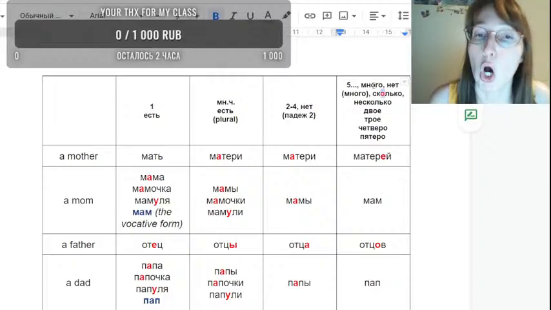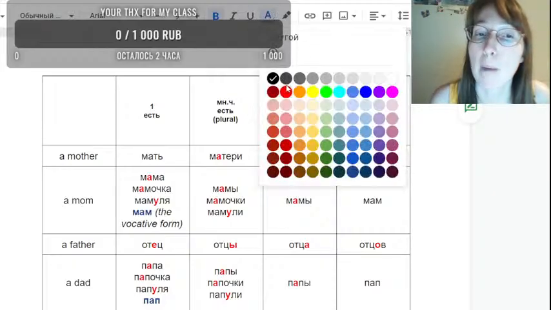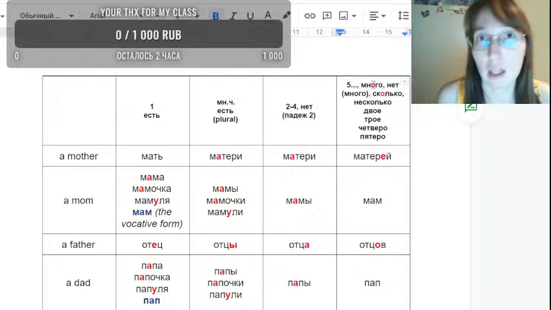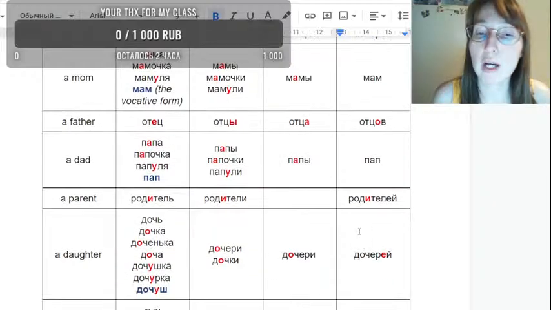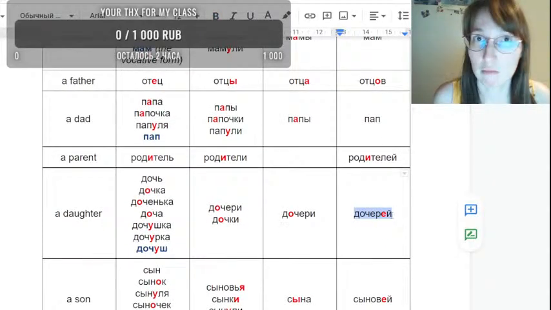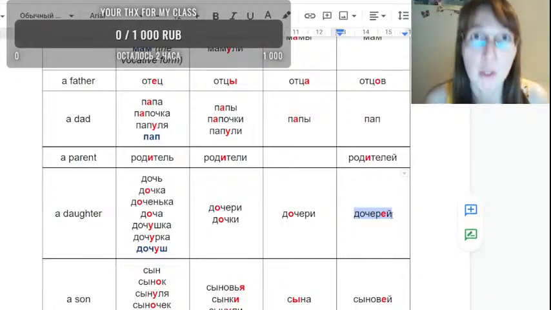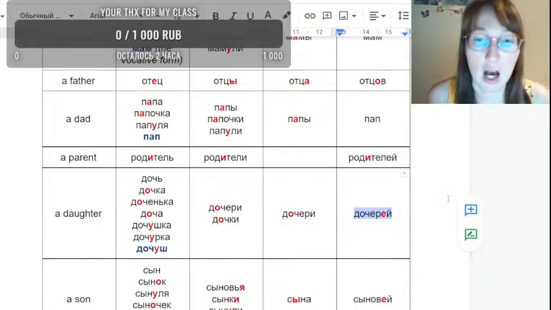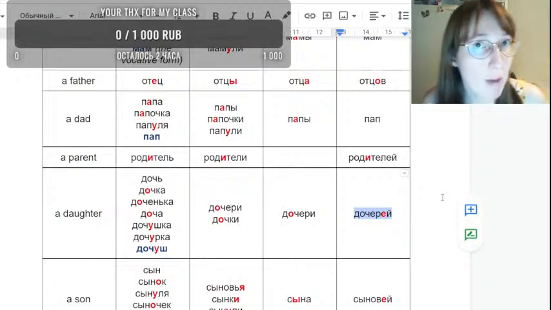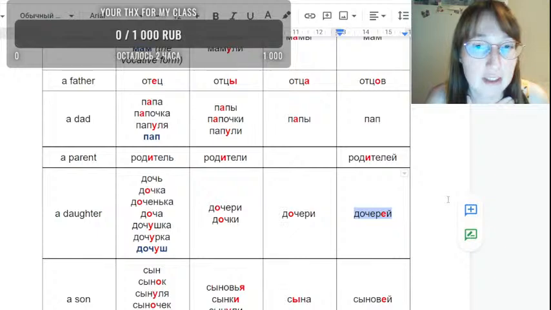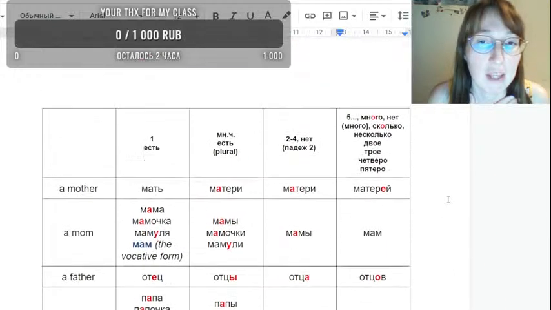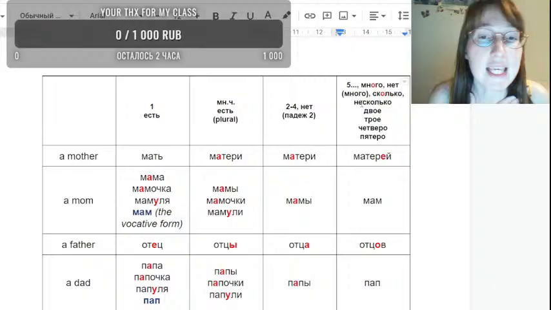Then, много. Много means a lot of. Много, a lot of. For example, look, много дочерей, a lot of daughters. Сколько дочерей, how many daughters? The next word, несколько.